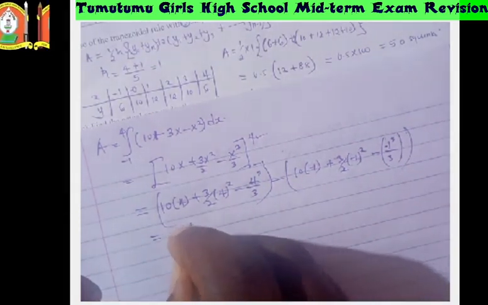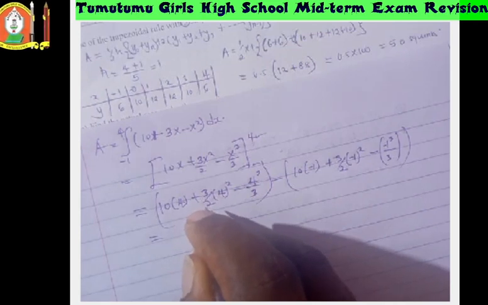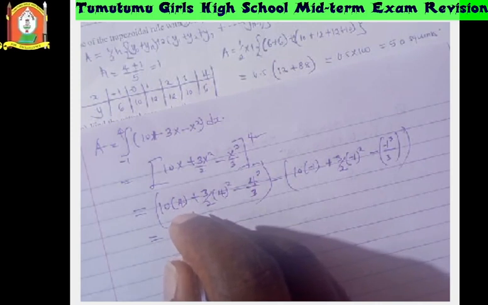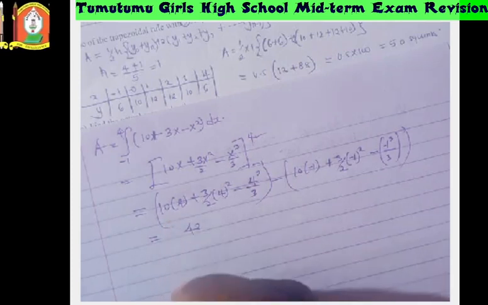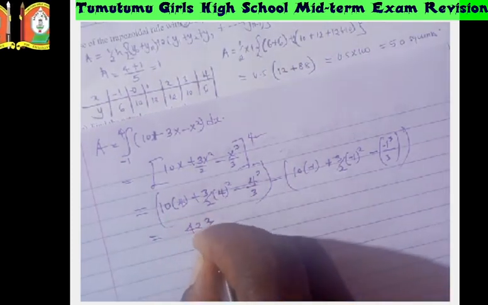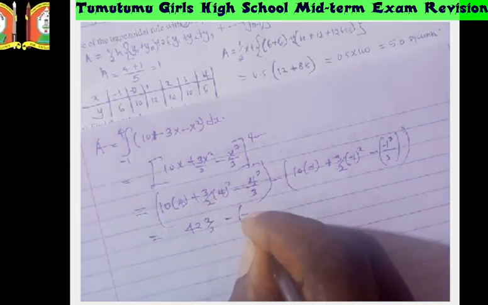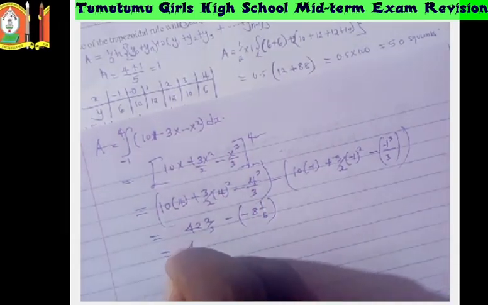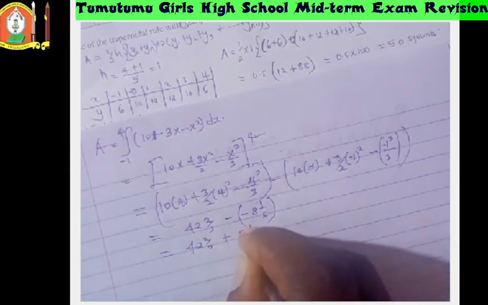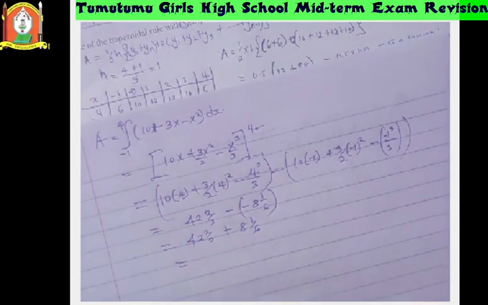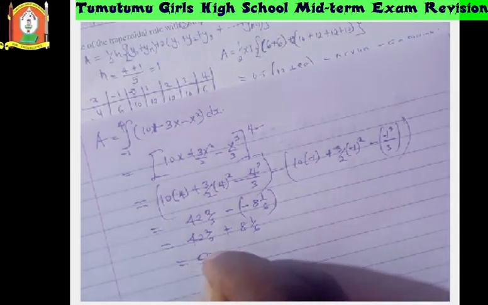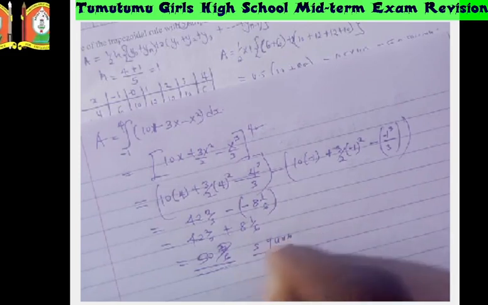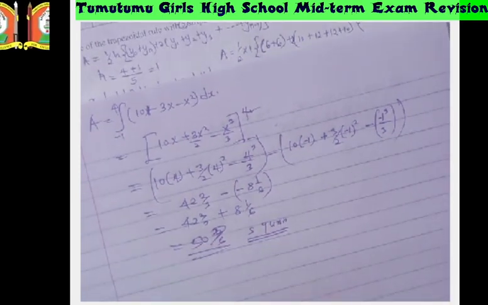Substituting, this one gives us 42 and 2 over 3 minus minus 8 1 over 6, and this one becomes 42 2 over 3 plus 8 1 over 6, and we get 50 and 5/6 square units. So this is the exact area by integration.